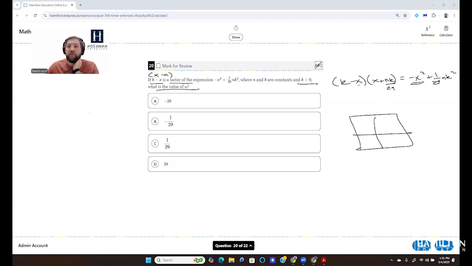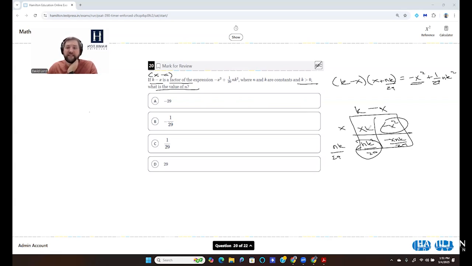So (k minus x) times (x plus nk over 29). We get xk, negative x squared, and then we get nk squared over 29. And then lastly, we get negative x times nk over 29. Okay, so we do have the final terms, which is what we were looking for, but we have these extra terms in here. And so that's where it can be kind of confusing.